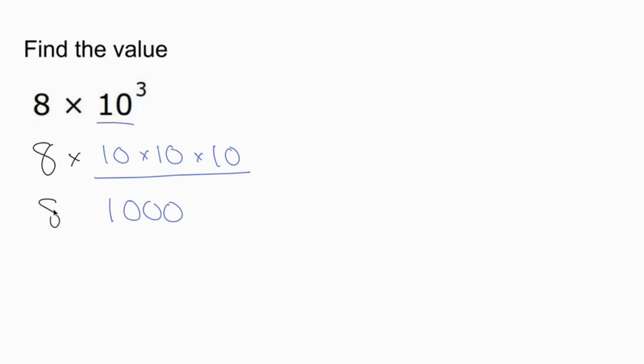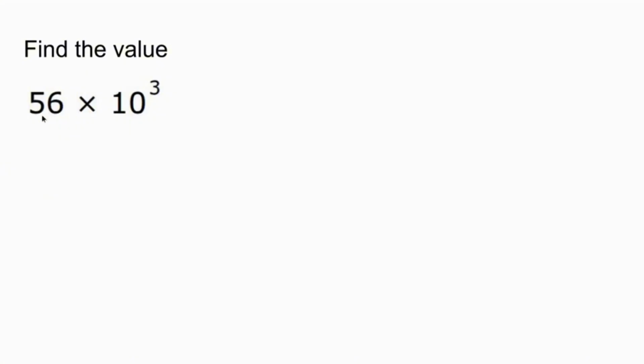So what is 8 times 1,000? Well, 8 times 1 is 8. And so 8 times 1,000 is 8 with 1, 2, 3 zeros at the end. So we end up with 8,000.